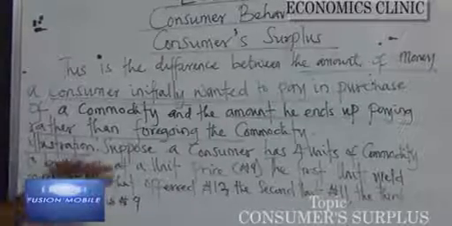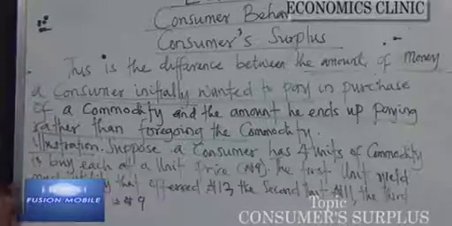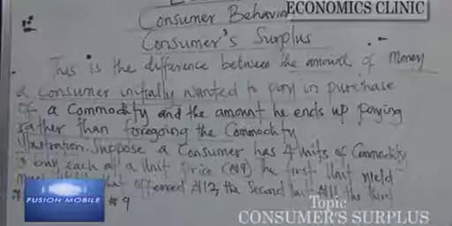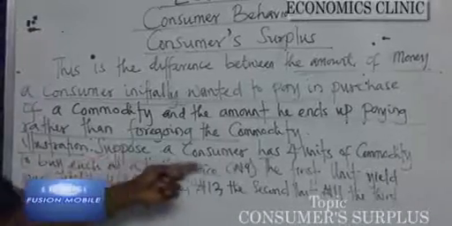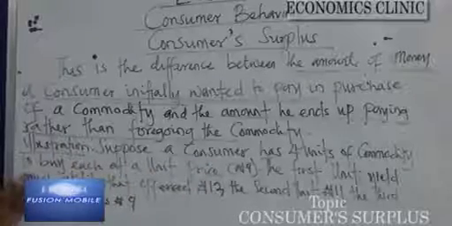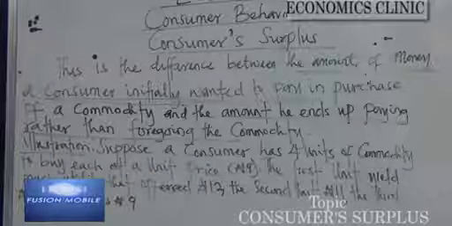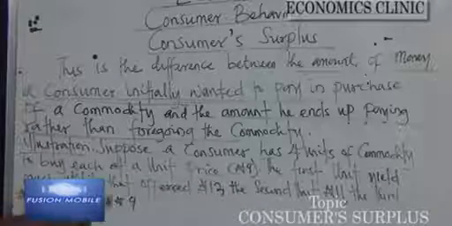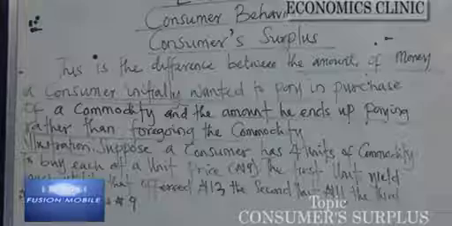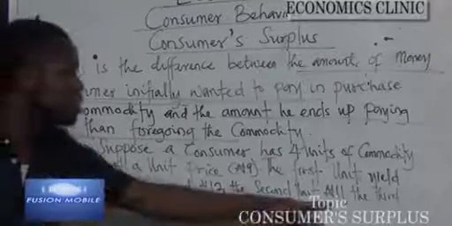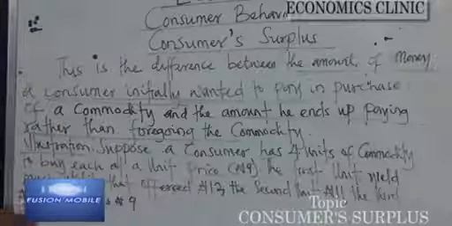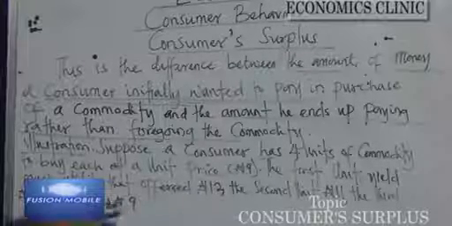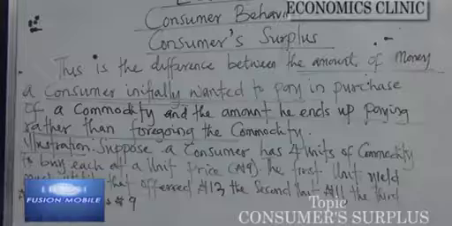It says, suppose a consumer has 4 units of commodity to buy, each at a unit price of 9 naira. Can you see that? The first unit yielded so much utility that he offered 12 naira. The second unit 11 naira, the third unit 10 naira, and the fourth unit 9 naira. Now we want to see the consumer surplus. How do you calculate the consumer surplus?